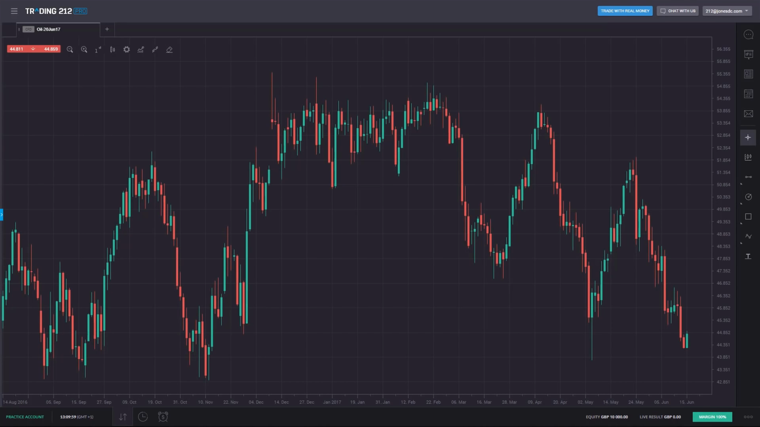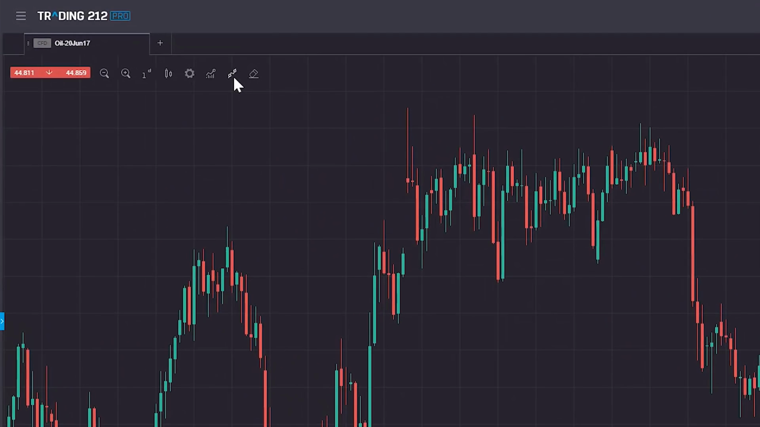Okay, let's take a look then on a real market. We've got here the price of oil. This is US oil, daily candlestick chart that we're looking at going back to August 2016. So let's choose our indicator. So we're going to go up here to indicators.